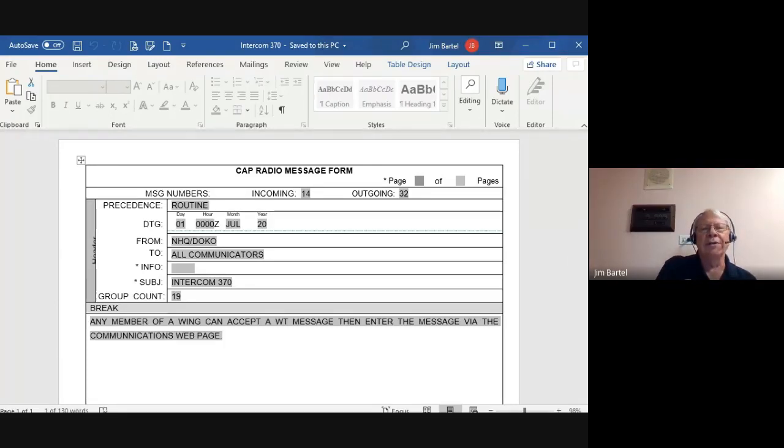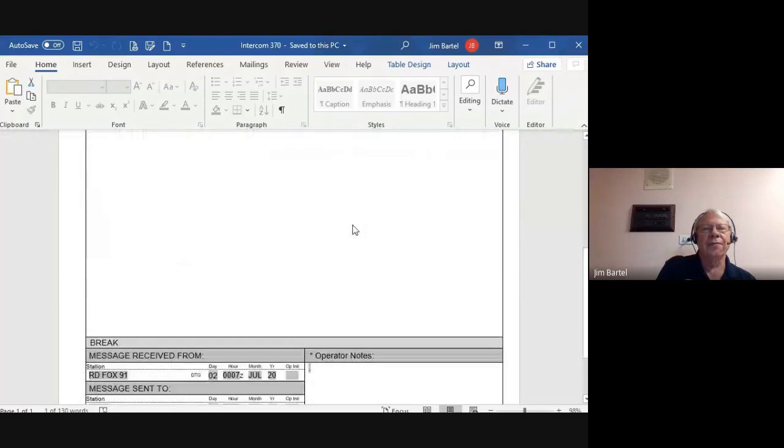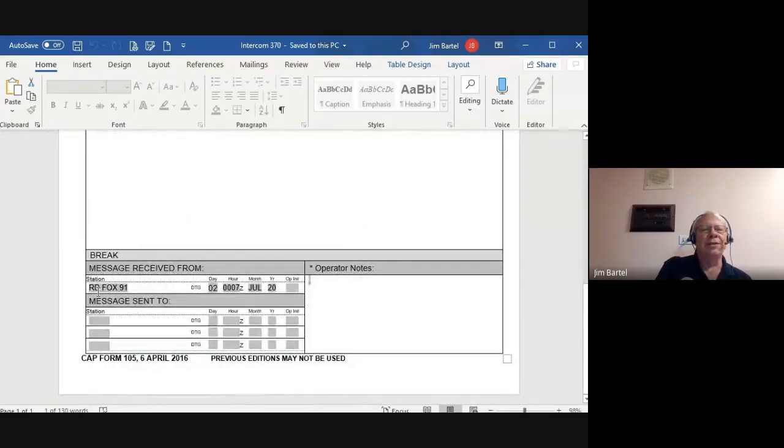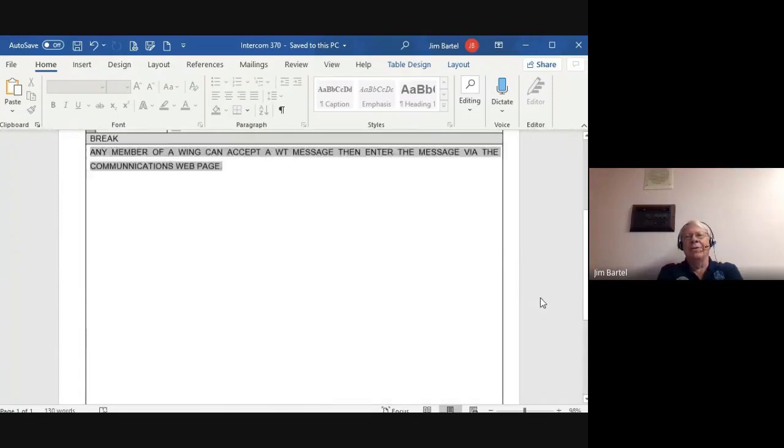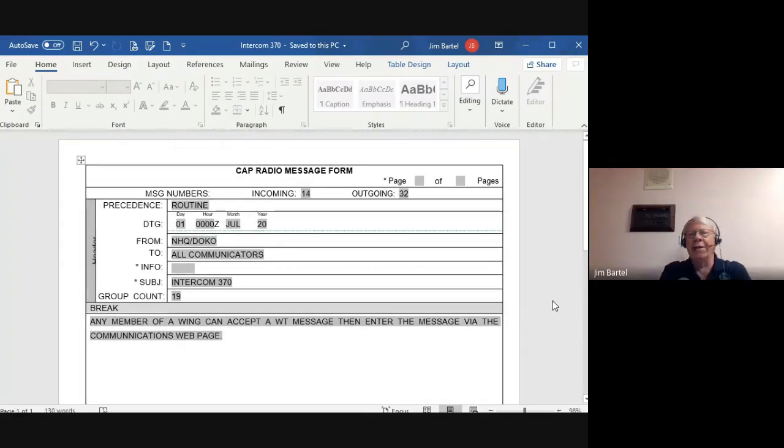Let me scroll down here. I received this message from, misspelled, of course, Red Fox Niner 1. I gotta go correct this. On 020007, July of 20. And of course, I should have had my initials there. So that's what one of the intercom messages looks like. They come out. That's how they would be read over the air.